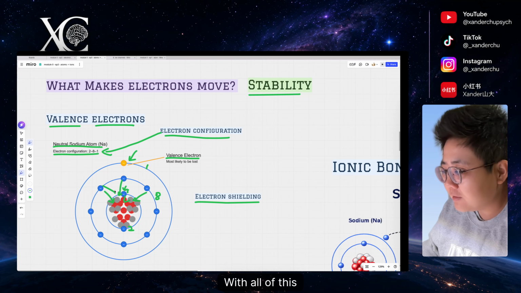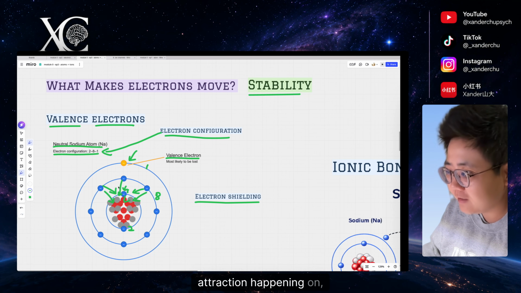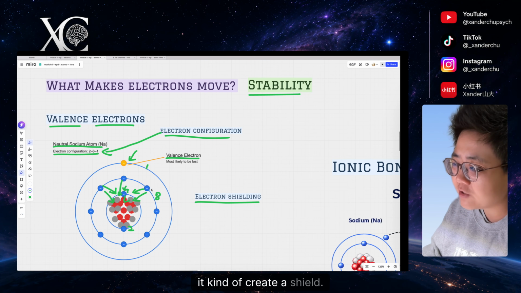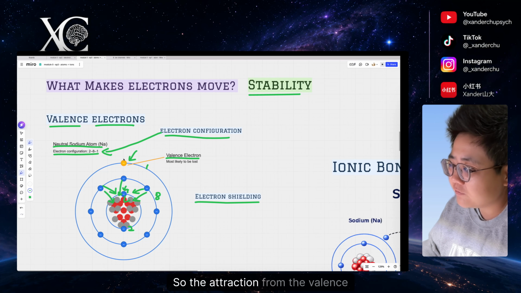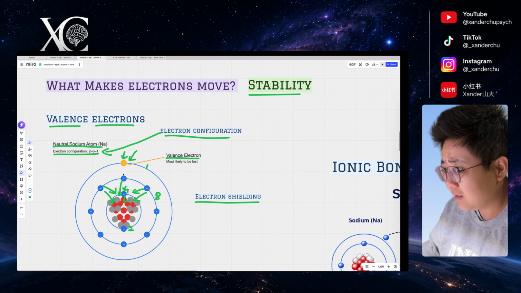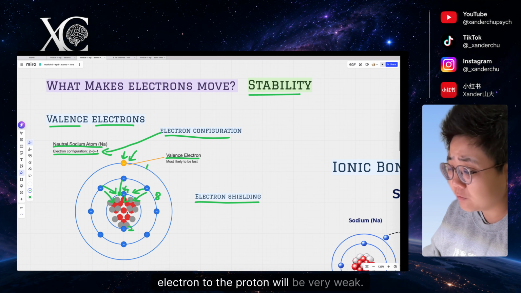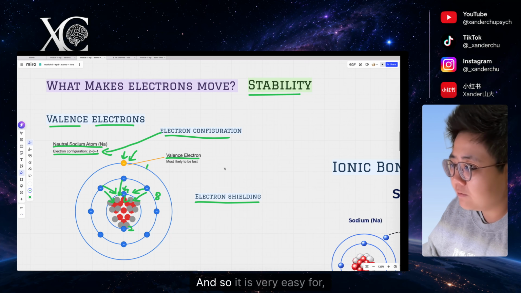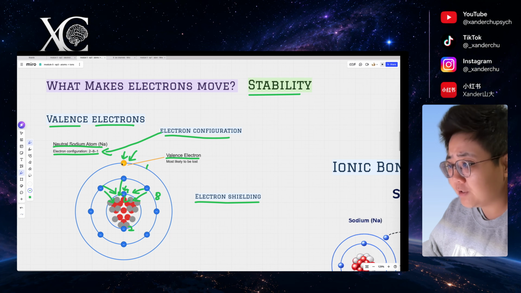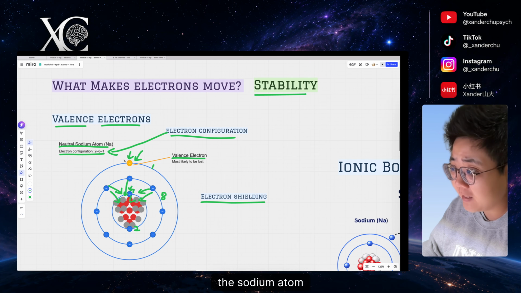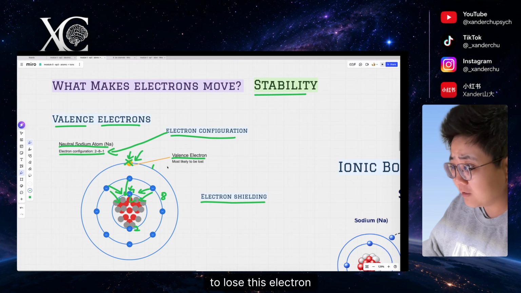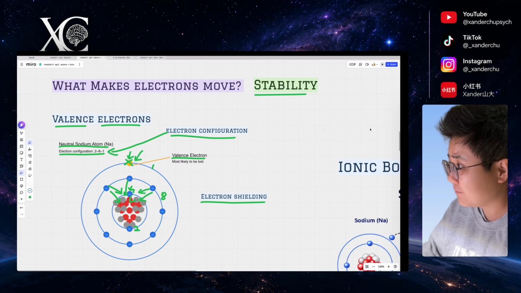And with all of this attraction happening on the second layer, it creates a kind of shield. So the attraction from the valence electron to the proton will be very weak. And so it is very easy for the sodium atom to lose this electron and become a sodium ion.